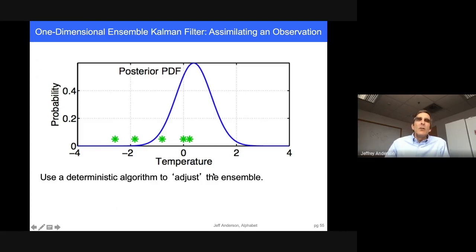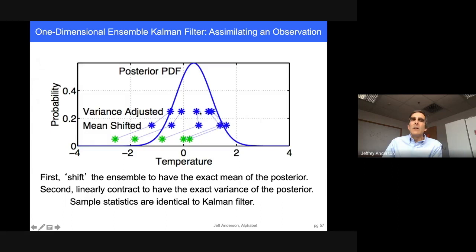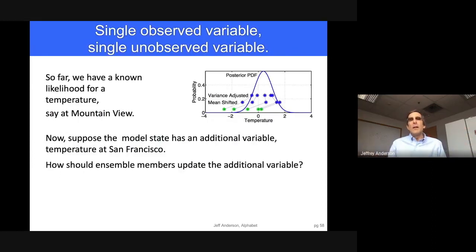And then what I'm going to do is simply shift these green estimates, my prior estimates, so that they now have the same mean as the blue posterior. And then I'm going to linearly compact them around their mean, so they have the same standard deviation. So these 5 guys now have the same mean and standard deviation as the blue continuous curve. Okay, they're actually identical to the answer one would get from doing the continuous Kalman filter. Okay, so one dimension, big deal.